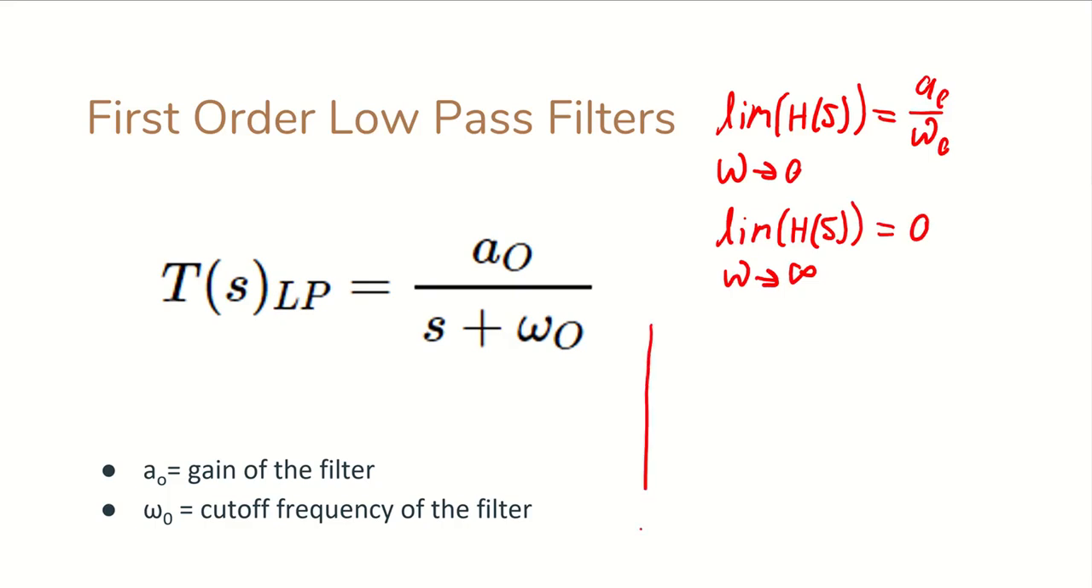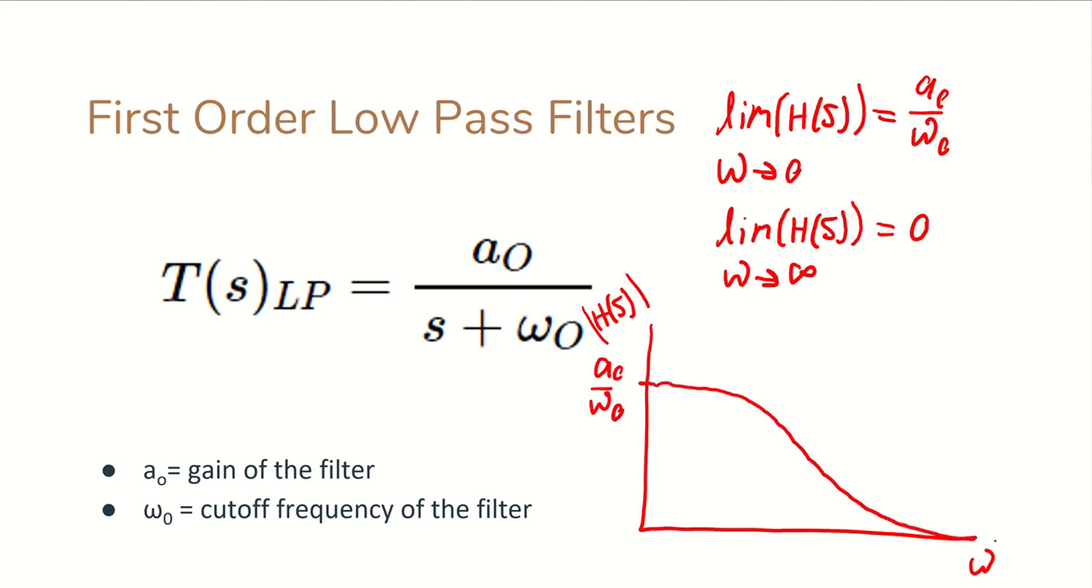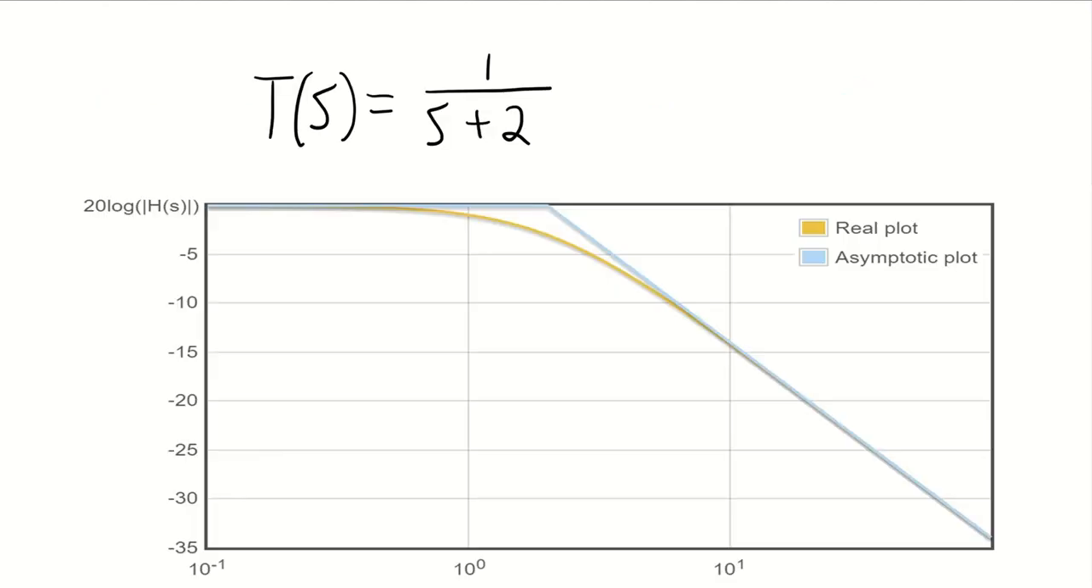So graphically what this looks like, we have frequency on the bottom, and then we have the magnitude on the y axis. So it starts off at some constant value A naught over omega naught, and then it'll decrease to 0, just like so.